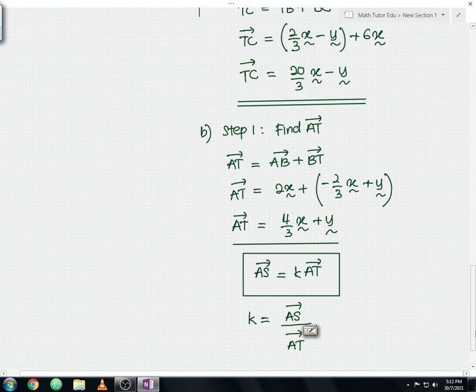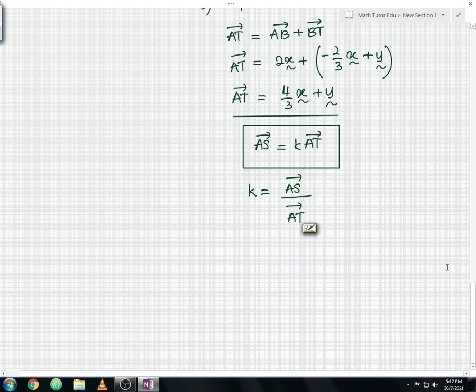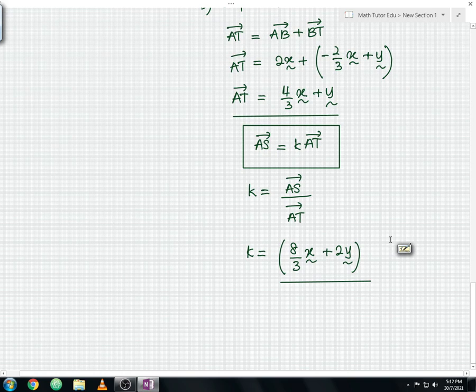So from here let us continue our working. Let us include the vector AS. So from here vector AS is 8 over 3x plus 2y, and then you divide with, let me underline the fraction, 4 over 3x plus y.